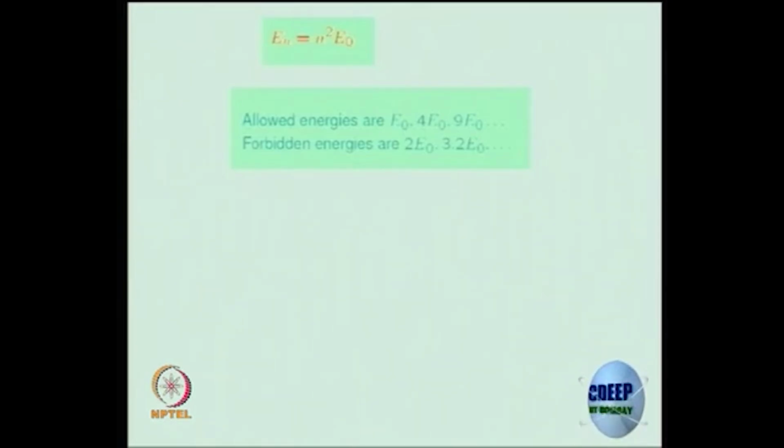So not all energies are allowed. Energies which are allowed are in the series. Somebody asks you whether 2 E naught can be found in the spectrum. No. 3.2 E naught? No. And so on. So you can start saying forbidden energies are these. Such things you cannot say in your classical physics. This is why Bohr's orbits were very specific. You can't go somewhere in between. You have to be in one stationary orbit to go to the other stationary orbit and so on.